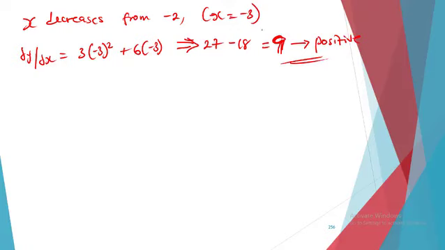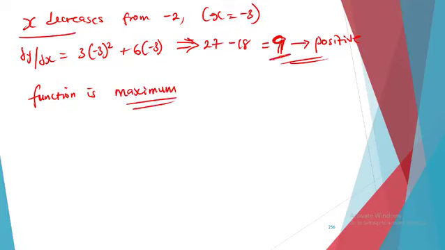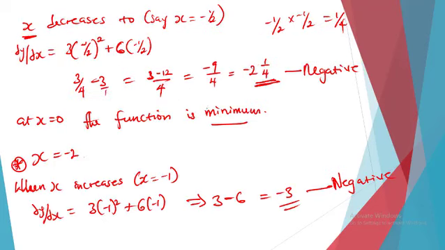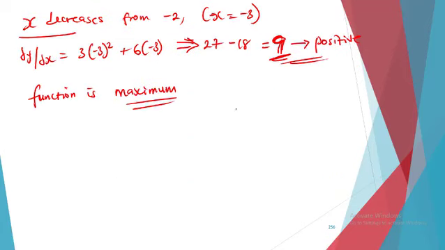Which is positive. And at this point, we say that the function is what? Is maxima. Is maximum. Why is it maximum? Because when x decreased, it gave us a positive number. I said it earlier that if x decreases and gives us a negative number, it is minimum. But when it decreases and gives us a positive number, then it is maximum.